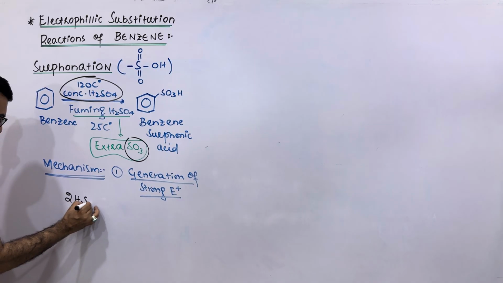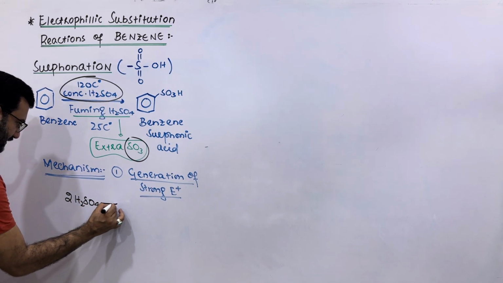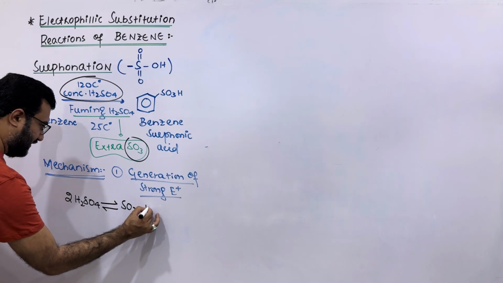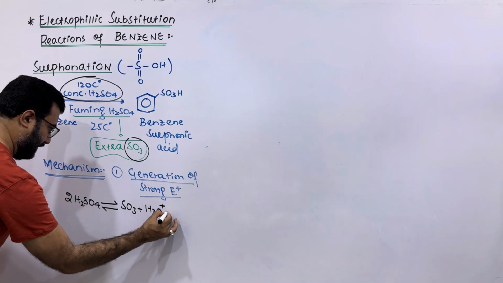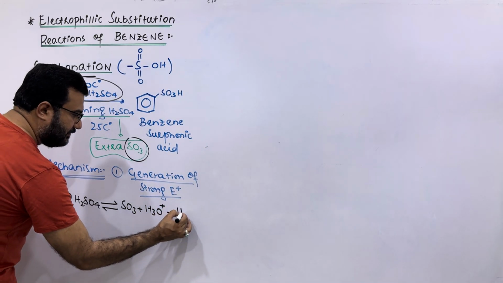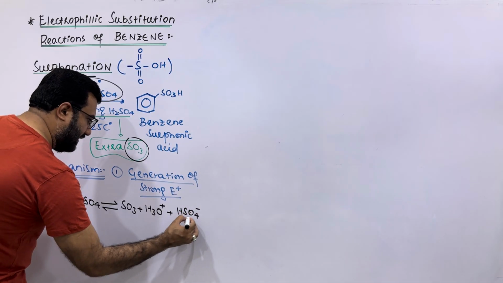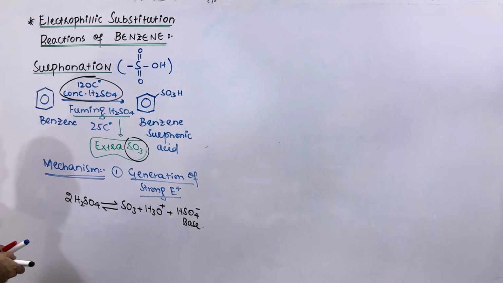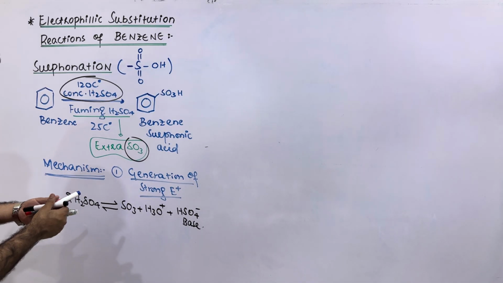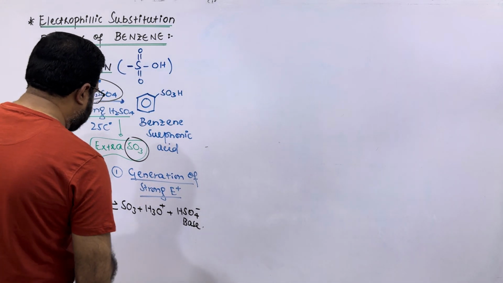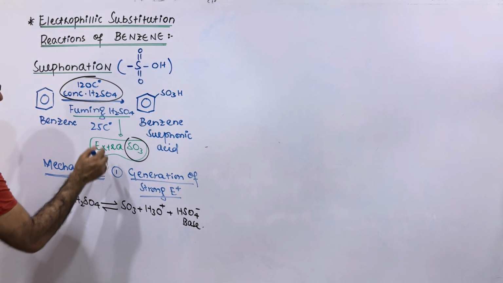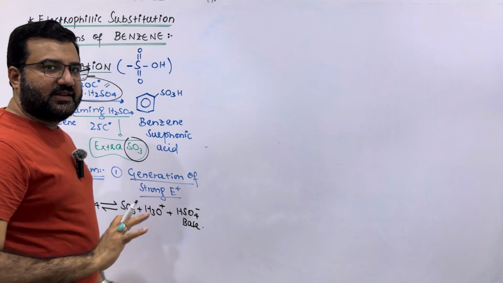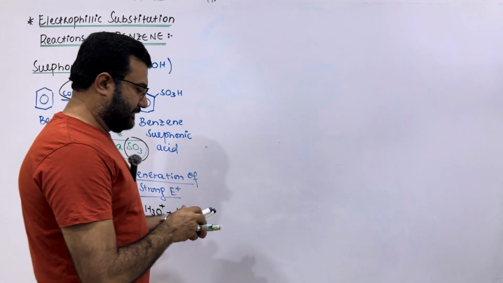But in the first step, the generation of strong electrophile is there. For that, H2SO4 molecules react together, they produce the stronger electrophile, hydronium ion, and a base. This is the conjugate base of the sulfuric acid, that is the hydrogen sulfate ion. And my dear students, this first step is important only in this case. If you are using the fuming H2SO4, then this first step becomes unimportant.